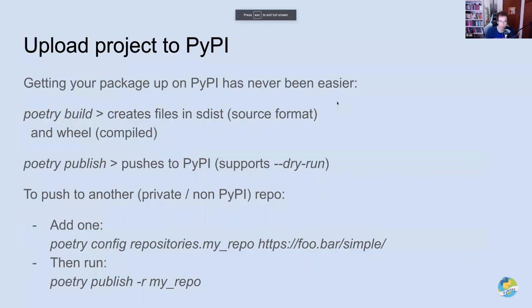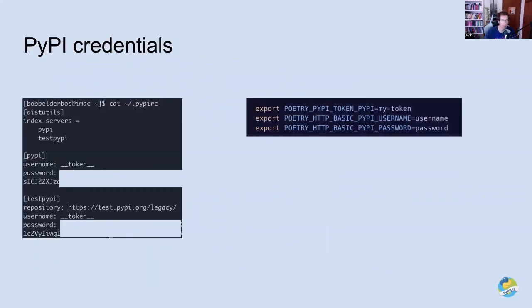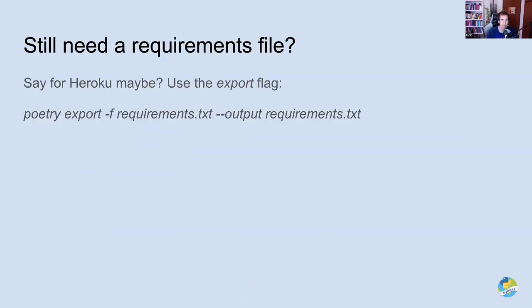So that's really amazing, and a very easy way to get stuff onto PyPI. No twine, no setuptools, it's all automated. So really nice. The .pypirc wouldn't work here, but apart from the auth.toml file I mentioned, you can also export these environment variables to get this working. If you still need a requirements file, maybe for deployment to Heroku, you can use poetry export, like here, and you can still generate that requirements.txt file from the toml file.